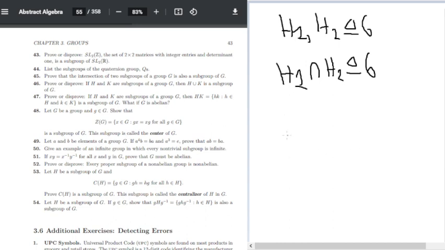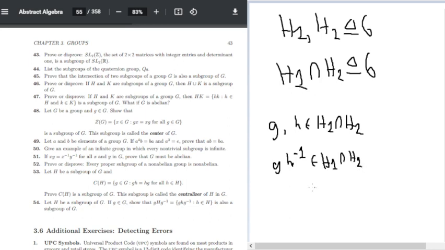For this, we'll use a very simple criterion. Suppose that g and h are in H1 cap H2. Then we know that g h to the negative 1 is in H1 cap H2, because g h to the negative 1 is in H1 and g h to the negative 1 is in H2, since g and h are in both H1 and H2. Which shows that g h to the negative 1 is in H1 cap H2, and e is in both of them, so by definition the intersection is a subgroup.